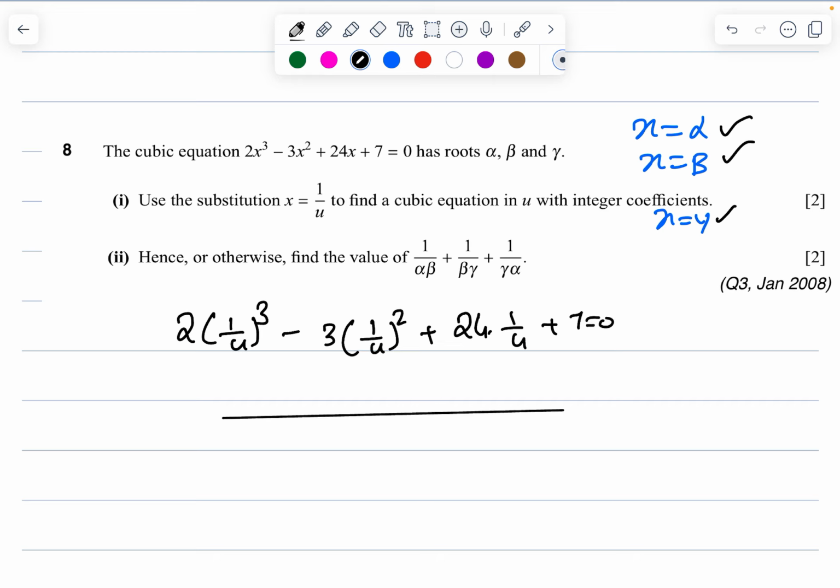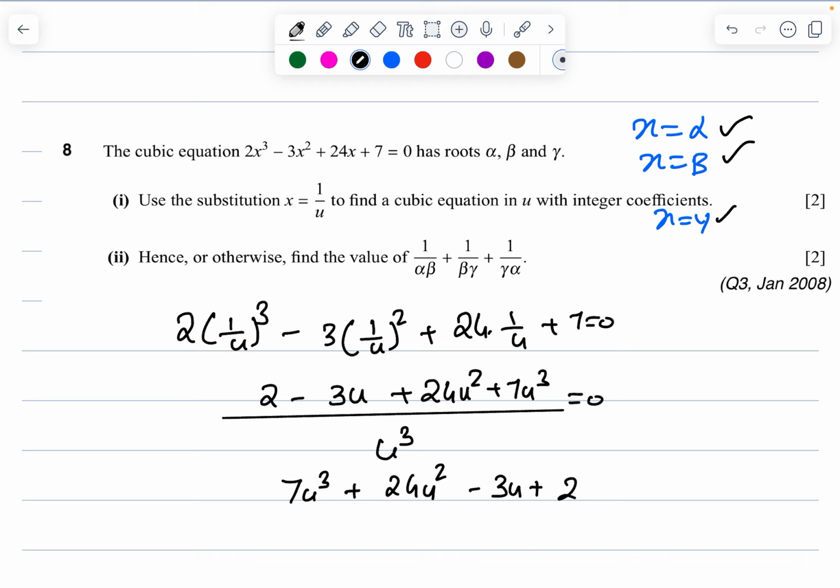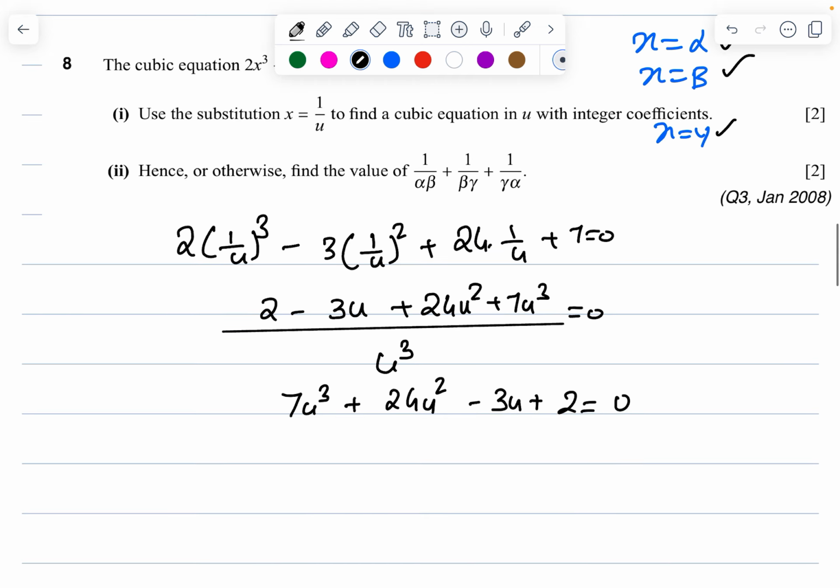So the common denominator is going to be u cube. So which is 2 minus 3u plus 24u square plus 7u cube equals to 0. So what will be the equation? 7u cube plus 24u square minus 3u plus 2 equals to 0. For this, what will be the roots now? 1 upon alpha, 1 upon beta, and 1 upon gamma will be the roots of this equation.